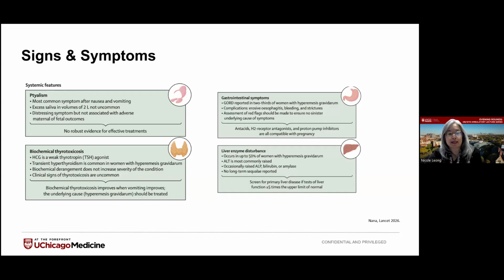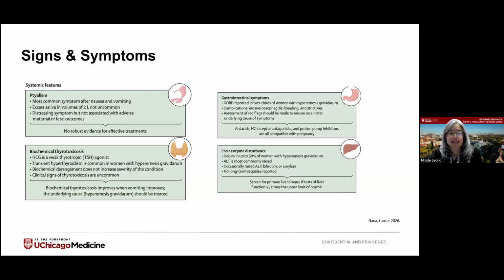Other symptoms people might experience are reflux or GERD symptoms. About 2/3 of people with hyperemesis are going to experience this and can lead to more severe complications like erosive esophagitis or GI bleeding, scarring or strictures in the esophagus as well. And we should be assessing for this for any kind of red flag symptoms to make sure that there's not something more serious going on.